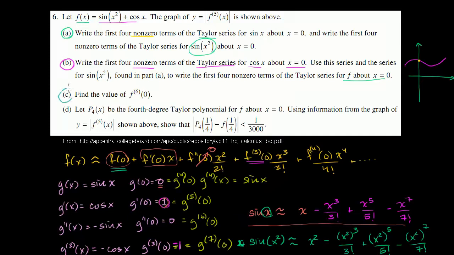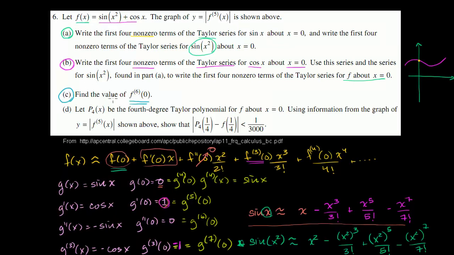Part C. Find the value of the sixth derivative of f evaluated at 0. So you can imagine if you just tried to find the sixth derivative of f, that would take you forever, and then to evaluate it at 0, because this is x squared here, you'd have to keep doing the product rule over and over again, the chain rule and all the rest. It would become very, very, very messy.